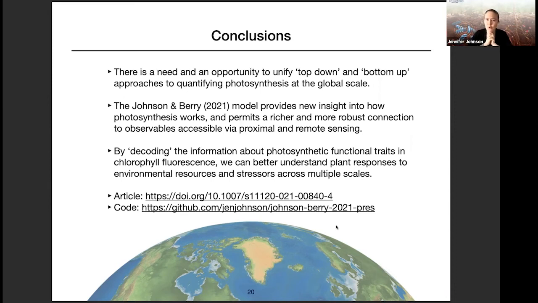And by decoding the information about plant function that is in chlorophyll fluorescence, we have an opportunity to better understand large scale plant responses to environmental resources and stressors. And I'm really thinking in particular about things like elevated carbon dioxide, about temperature, nutrients, water, the whole range of environmental drivers here. So the model is described in this article, and the code is on GitHub. And if we have any time left for questions, I'd be delighted to take some.